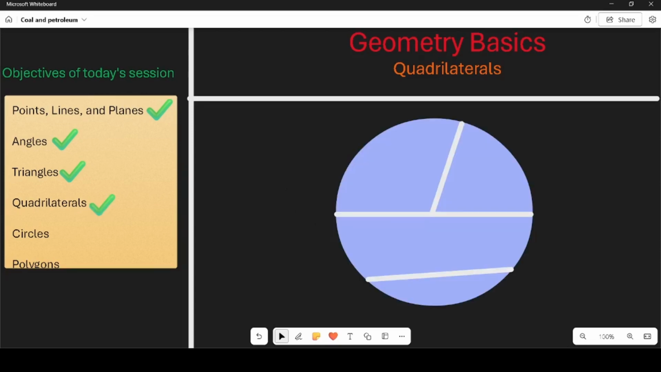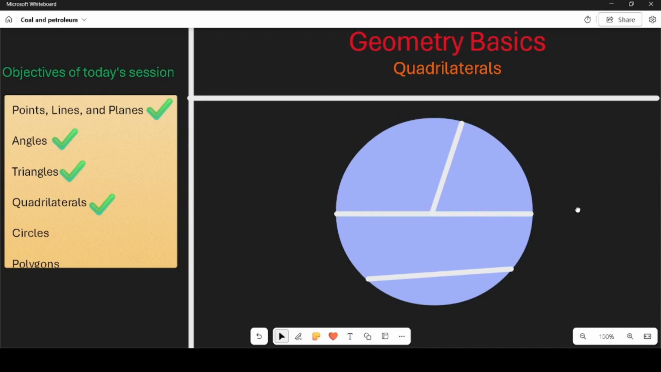Next up, circles. These are sets of points equidistant from the center point. Circles have some important terms associated with them, such as radius, diameter, chord, and circumference. Over here, the half line you see, this part is the radius. It goes from the center of the circle to the edge of the circle.